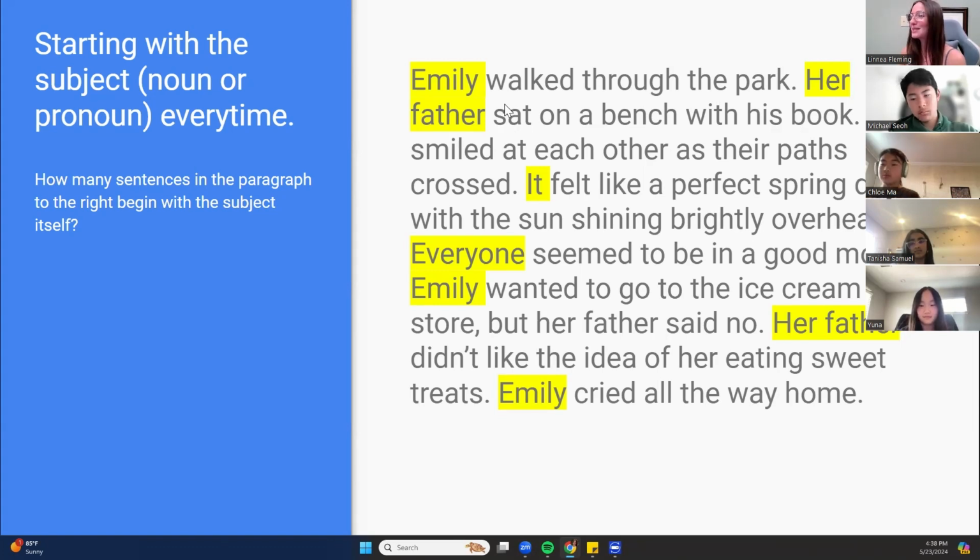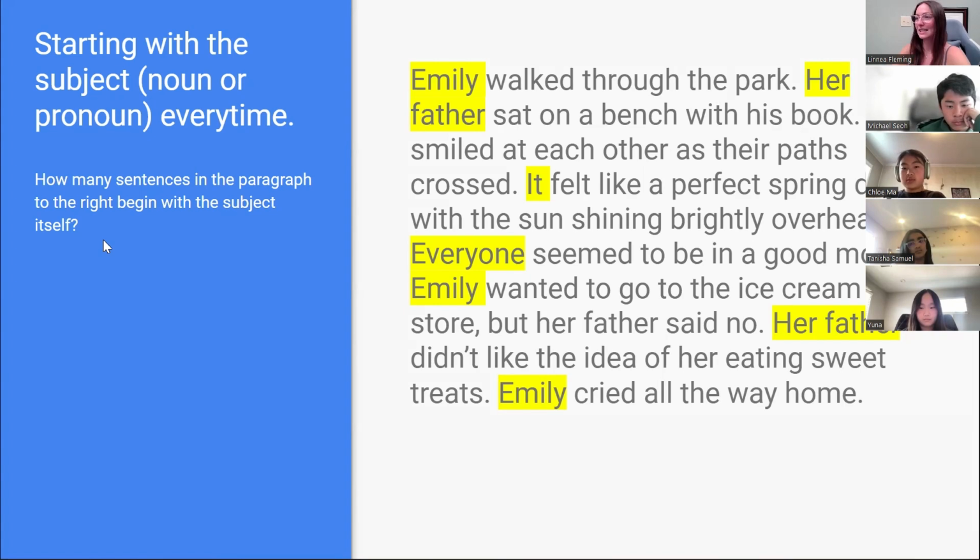Okay, so what's going on here? The question is, how many sentences in the paragraph to the right begin with the actual subject? The subject is either a noun, proper noun, or pronoun. Well, trick question, it's every sentence. Emily, her father, they, it, everyone, blah, blah, blah, blah.